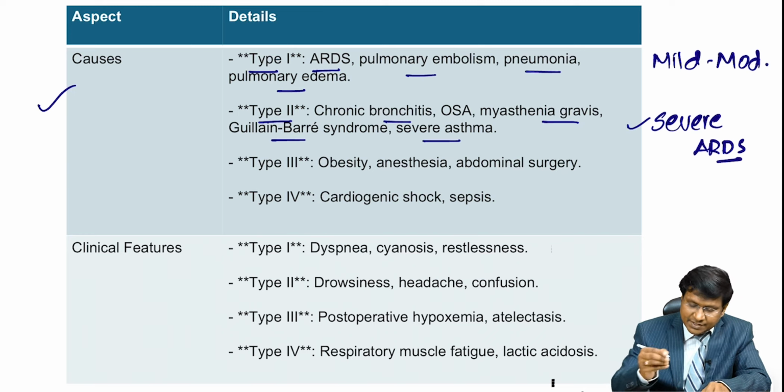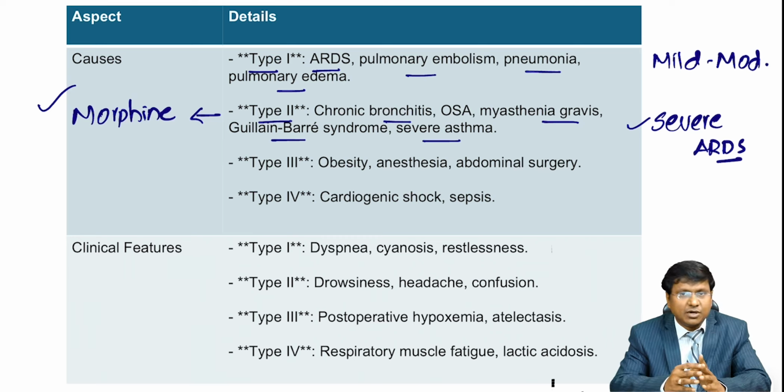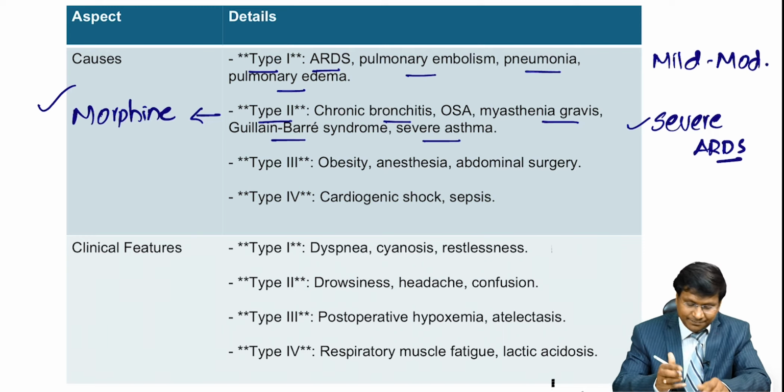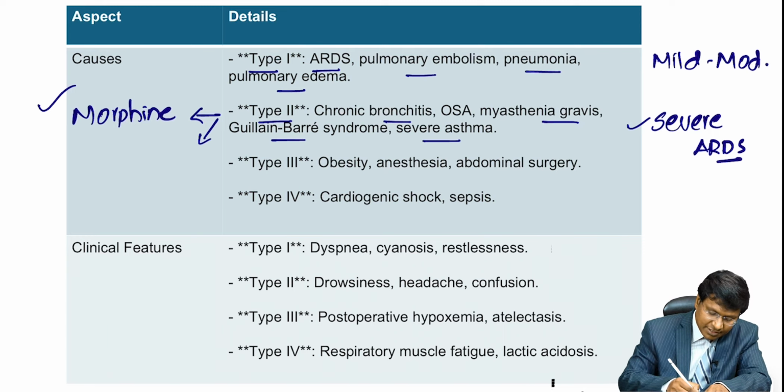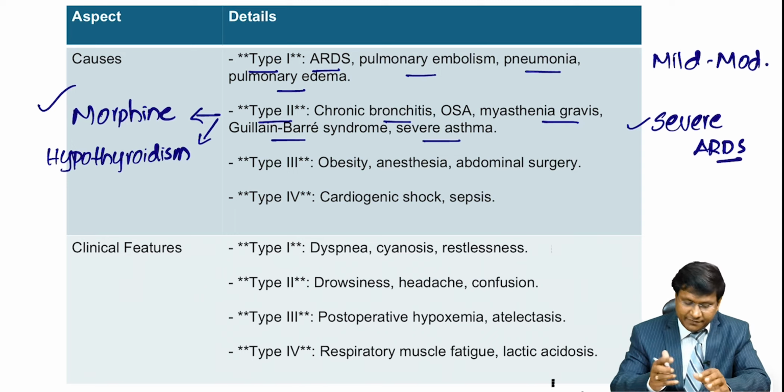And next important is the severe form of ARDS. And apart from this, we also have certain drugs, that is morphine. So morphine, the opioids, will cause respiratory center depression. The other thing is brainstem injury secondary to head trauma. Or the other important etiologies will be hypothyroidism. These are the causes for type 2 respiratory failure.